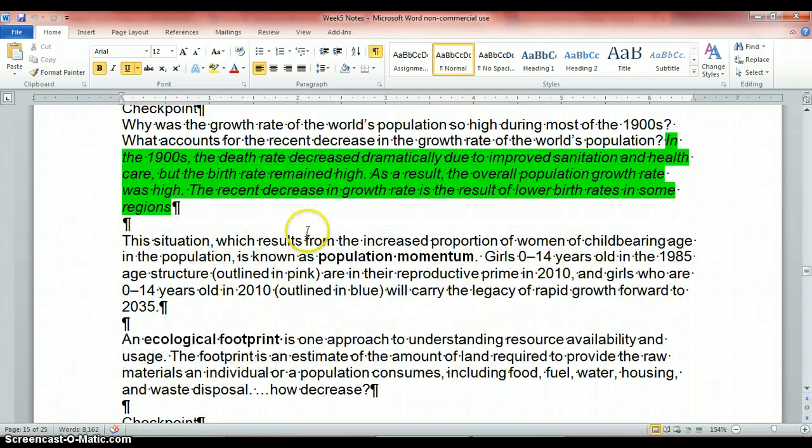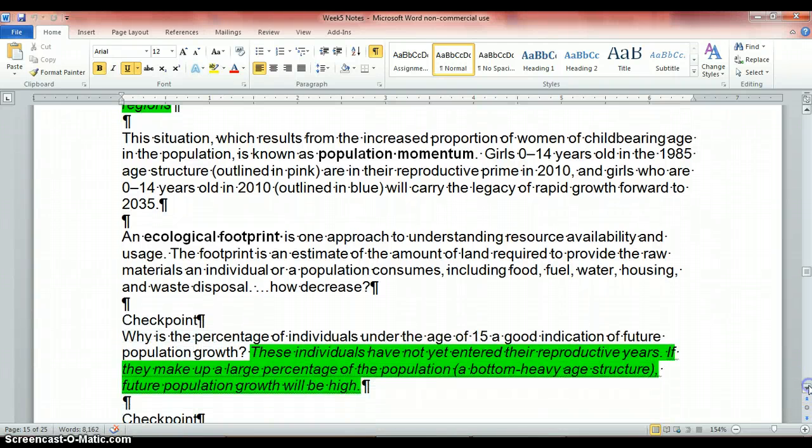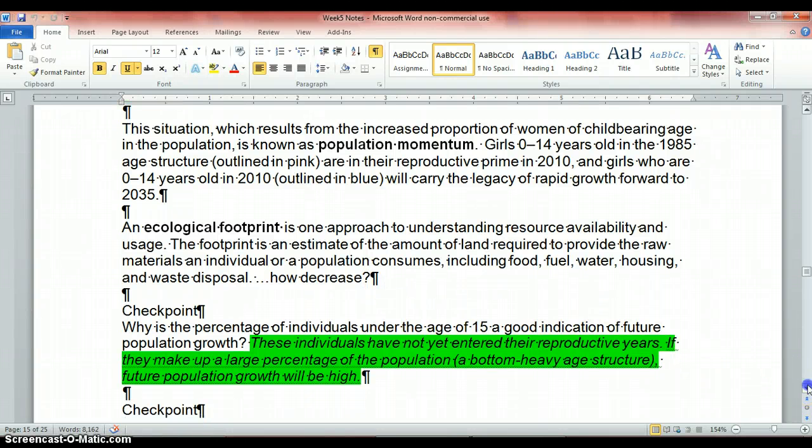Okay, checkpoint. The situation which results from increased proportion of women of childbearing age in a population is known as population momentum. Girls 0 to 14 and 85 are in their reproductive prime in 2010, right? And then those that are 0 to 14 in 2010 will carry the legacy of rapid growth. So it takes a lot of effort to control that. An ecological footprint is going to be what resources you use and how that affects the environment.